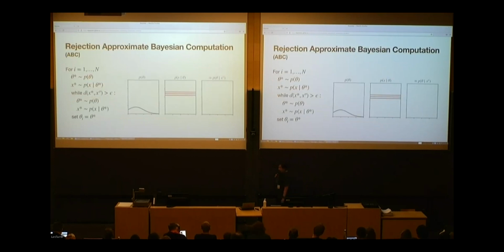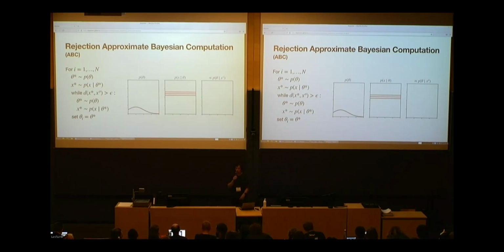So when you put all this together, you get a rejection ABC. So pretty much the first likelihood-free inference method of a new wave. So the algorithm itself is really, really simple. It's just a couple of lines of code.